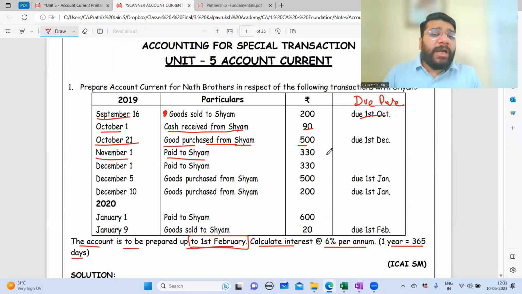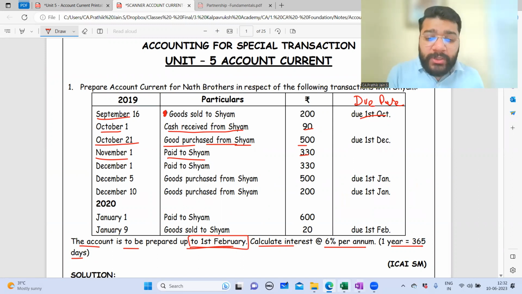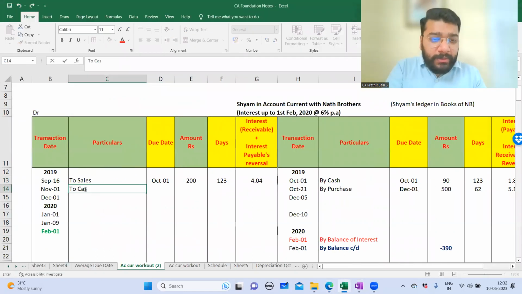Now, November 1, paid to Sham 330 rupees, guys. Who is paying to whom? Nath Brothers, we are paying to Sham. What is the payment entry? We are paying the money, so cash goes out. Credit what goes out? Cash. So Sham account debit, to cash. So in Sham's ledger, November 1, to cash. How much?